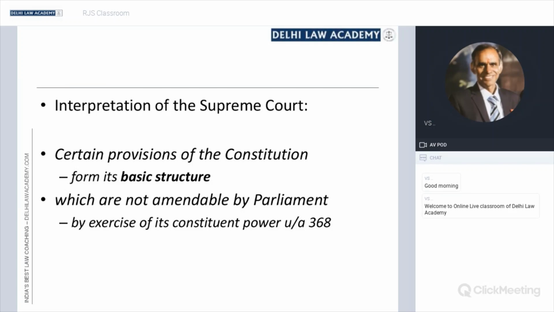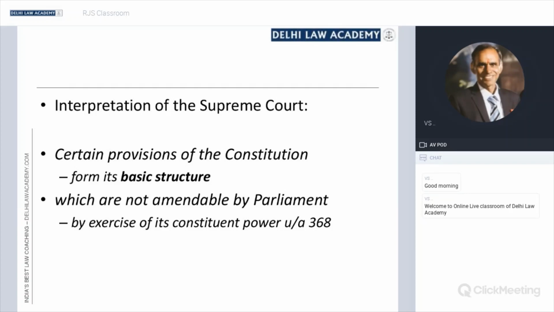The judgment in Kesavananda Bharati versus State of Kerala said certain provisions of the Constitution form its basic structure. Certain provisions, and these provisions are not exhaustively specified in the judgment, mind it. That is why the word used is certain. Some provisions of the Constitution form its basic structure, which are not amendable by Parliament by exercise of its constituent power under Article 368.